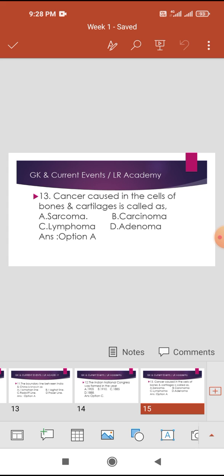Cancer caused in the cells of bones and cartilages is called as, option A, sarcoma, option B, carcinoma, option C, lymphoma, option D, adenoma. Again, I repeat. Cancer caused in the cells of bones and cartilages is called as, the right answer is option A, sarcoma.